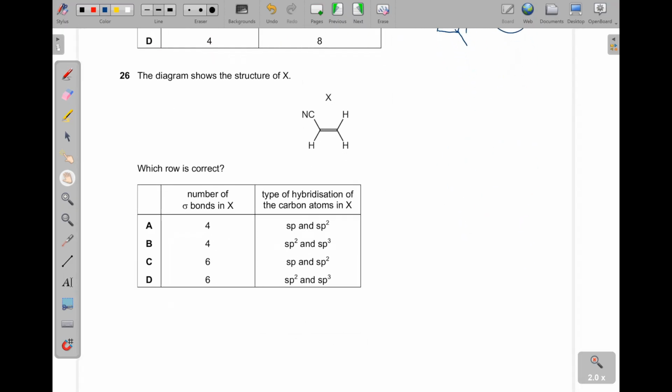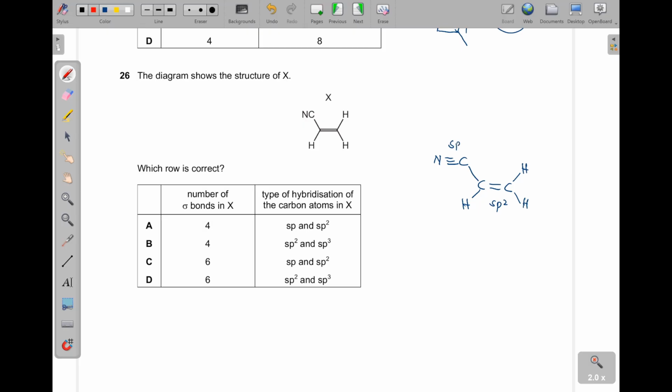Question 26. The diagram shows the structure X. Which row is correct? They are talking about the number of sigma bonds and then the hybridization. So this one, I can write it like this. This is a triple bond. Then there's a carbon here, there's a double bond, then hydrogen, hydrogen, and then here have a hydrogen. Now for any double bond, that is sp2, okay? And then a triple bond is sp.